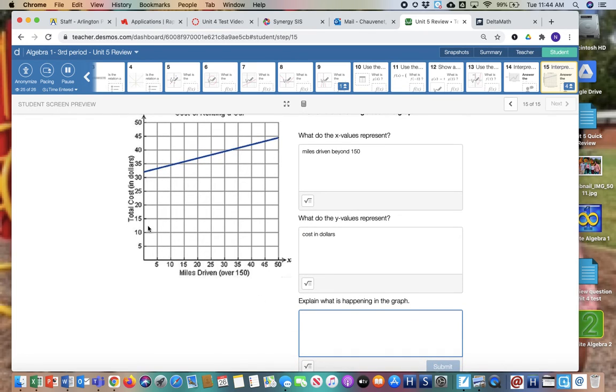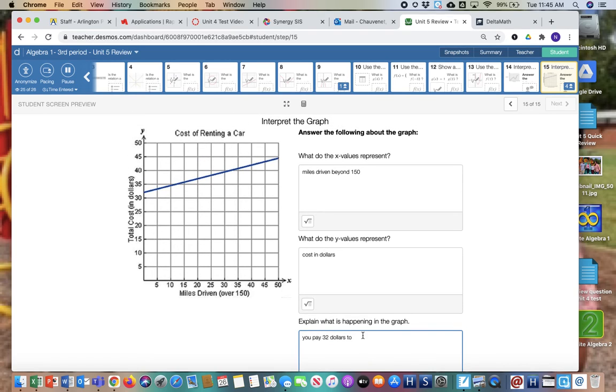Okay, so this says our, excuse me, our cost in dollars. Well, this is in between 30 and 35, so let's just say it's 32. So you pay $32 to, and what are we doing? We're renting a car. To rent a car. Now, when this is at 32, this is for what? The miles to 150. So you pay $32 to rent a car for the first 150 miles driven, right?